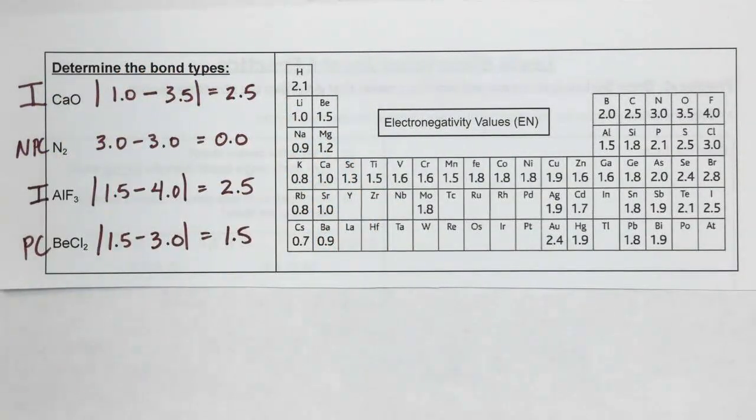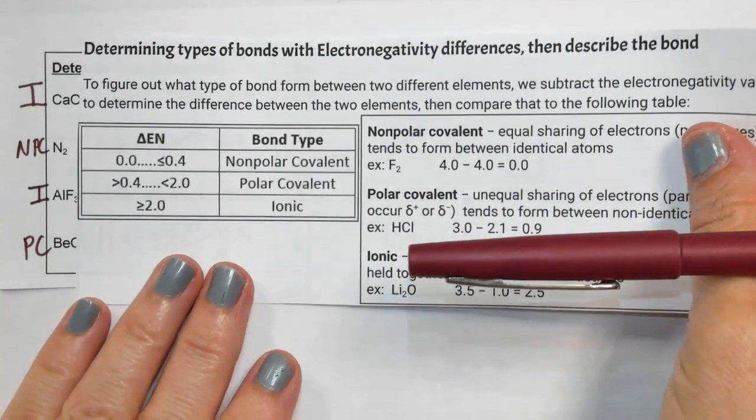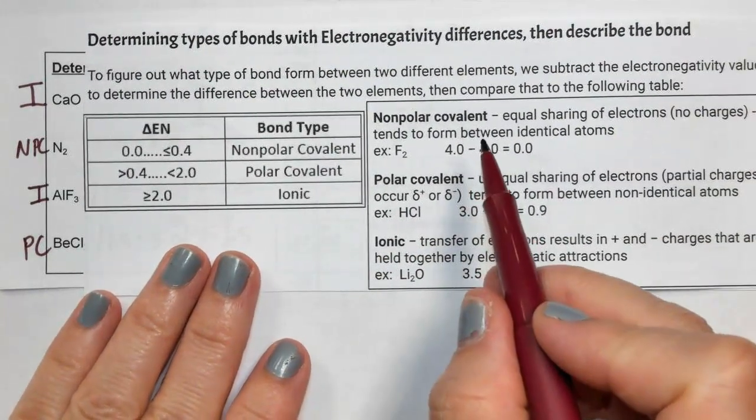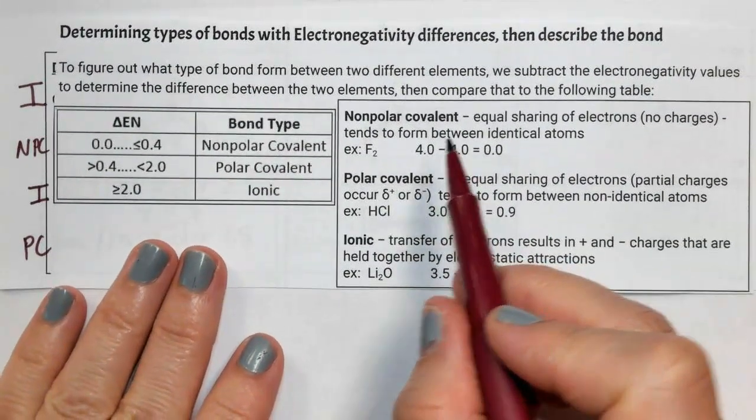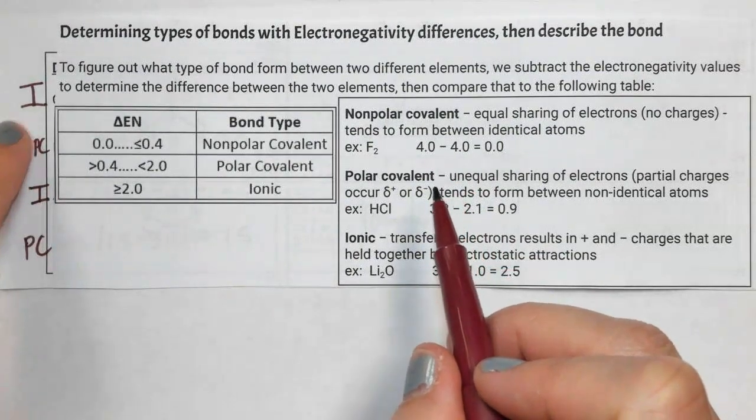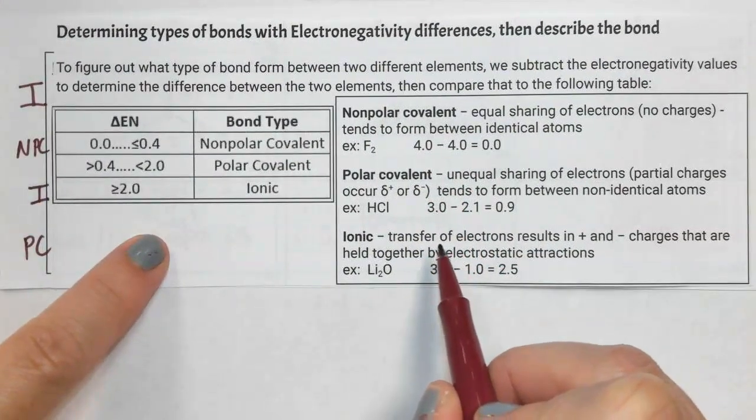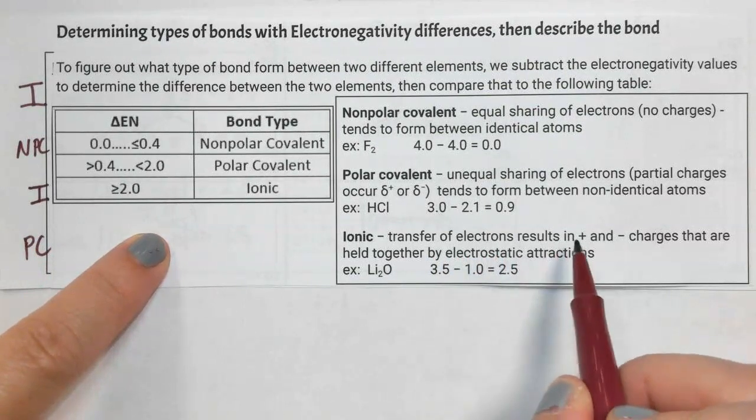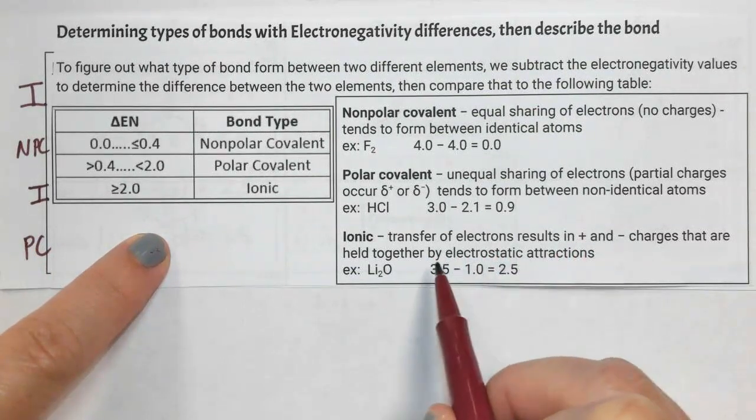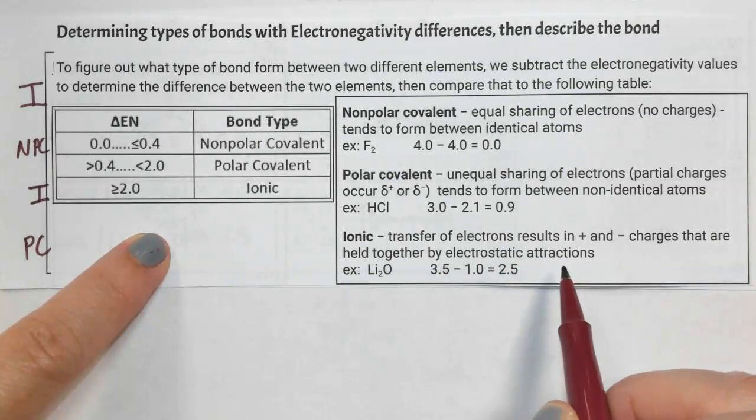Once you've identified what type of bond it is, then you can describe what that bond is. For example, the first one and the third one are ionic, which means the electrons are transferred between the elements, resulting in positive and negative charges that are held together by electrostatic attractions.